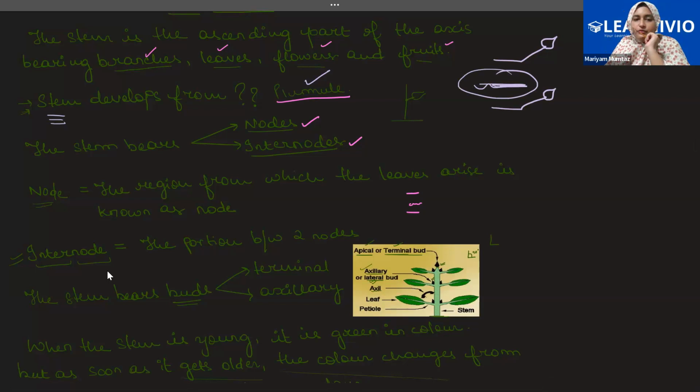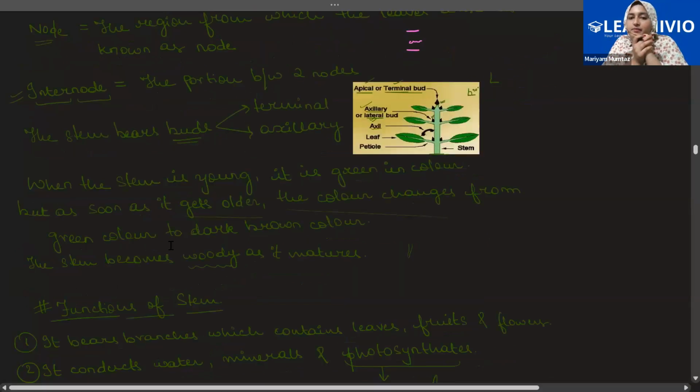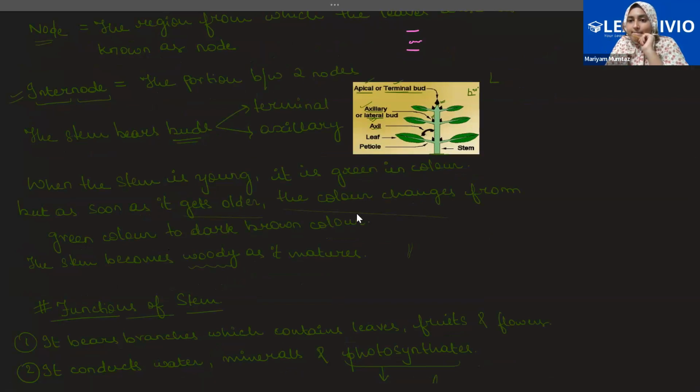All right. Now moving forward, we know that the stem has buds. Have you people ever heard about buds? Yes, ma'am. Like we say budding, the bud area that comes on the stem, right? So yeah, talking about the buds, the stem has two kinds of buds. We have the terminal buds and the axillary bud.